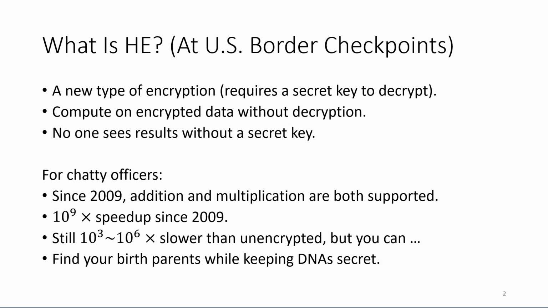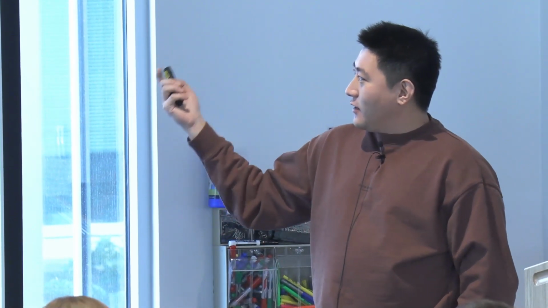So at the beginning, I recently got a question from the US border check. Actually, what do you work on? What's your field? I said homomorphic encryption. And apparently they said, oh, that's a horrible name. It's even hard to pronounce. You need to explain the basic idea of this technology, and you can just say it's a new type of encryption, and I compute on encrypted data without decryption, and no one sees the result.